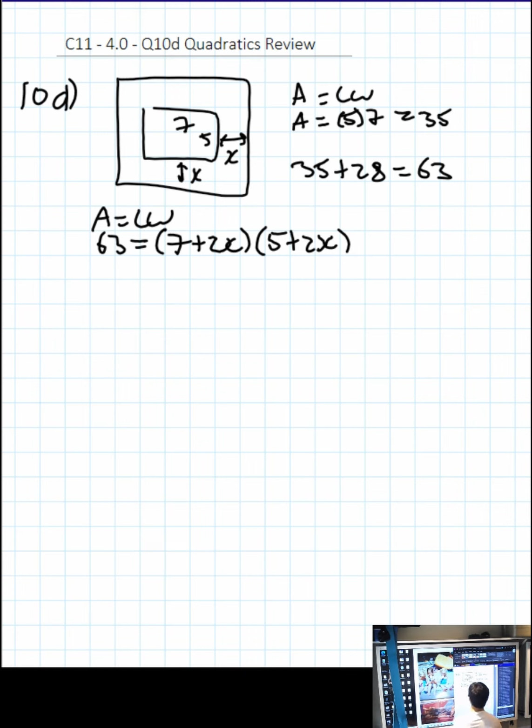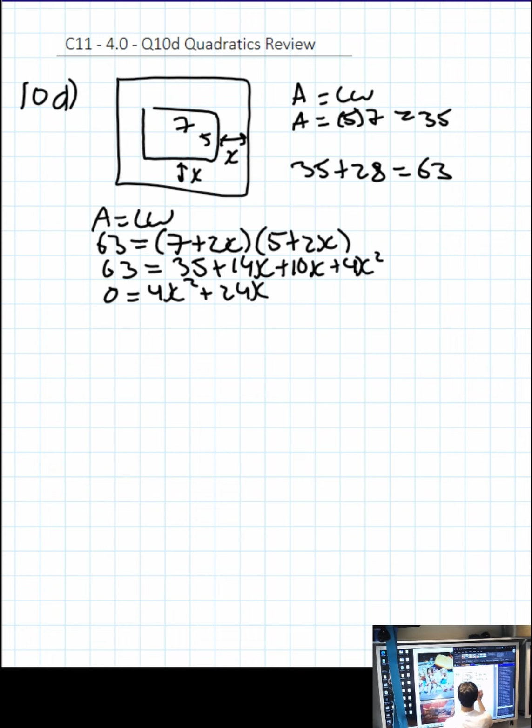Okay, so 63 equals, let's FOIL this thing out. So 63 equals 35, let's do all the steps, plus 14x, plus 10x, plus 4x squared. So let's start by saying 0 equals 4x squared, putting our x squared term first. 14x plus 10x is positive 24x. And 35 minus 63 is negative 28. We can divide both sides by 4. 0 equals x squared plus 6x minus 7. This will factor to be x plus 7, x minus 1.